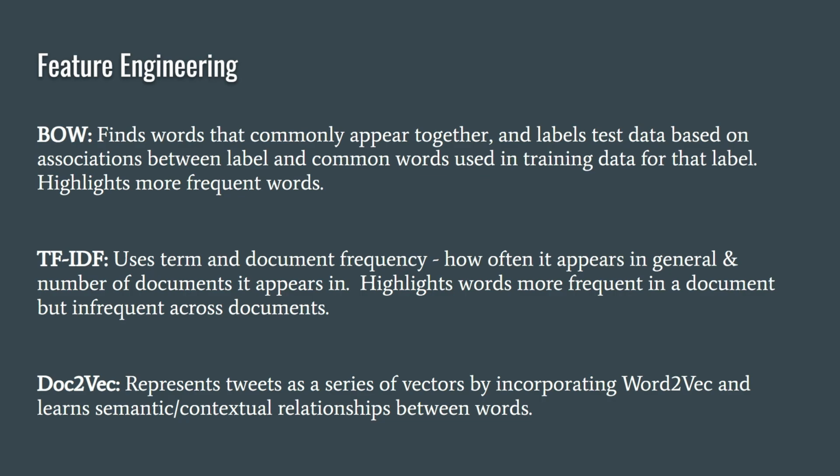And finally, we decided to choose Doc2Vec, which incorporates Word2Vec, but instead of representing a single word, we wanted to represent the whole tweet. So we utilized Doc2Vec embeddings that learn semantic contextual relationships between the words and their vectors. The number one thing lacking in our previous two options is that neither of them incorporate any grammar or context in their embeddings.